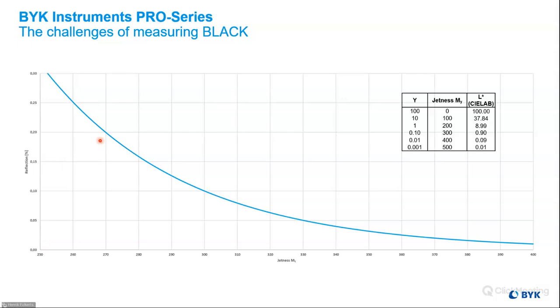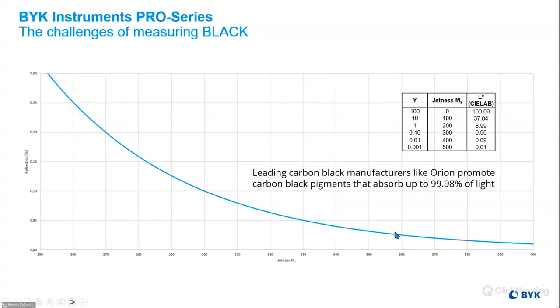And this curve looks the way it does because My is based on a logarithmic function. And in a range in which almost no more light comes back, the My value changes drastically. So from here, let's say 0.1, that means My 300, to close to zero reflection, it changes to 400 for My. And this is the area where it is really difficult for spectral photometers.